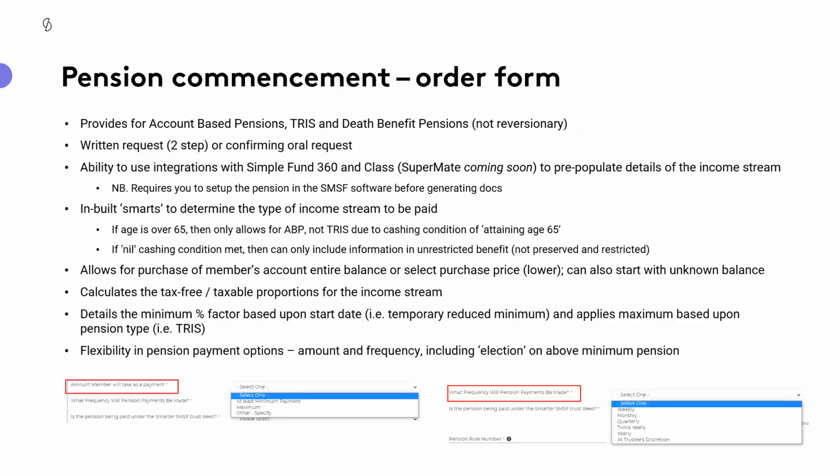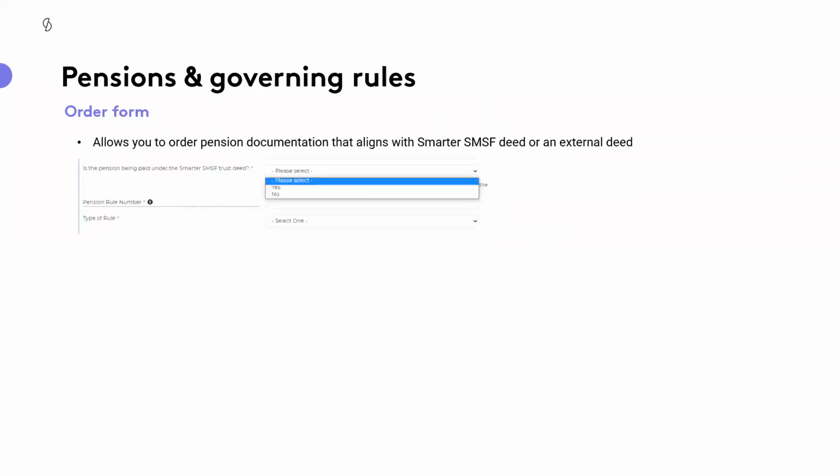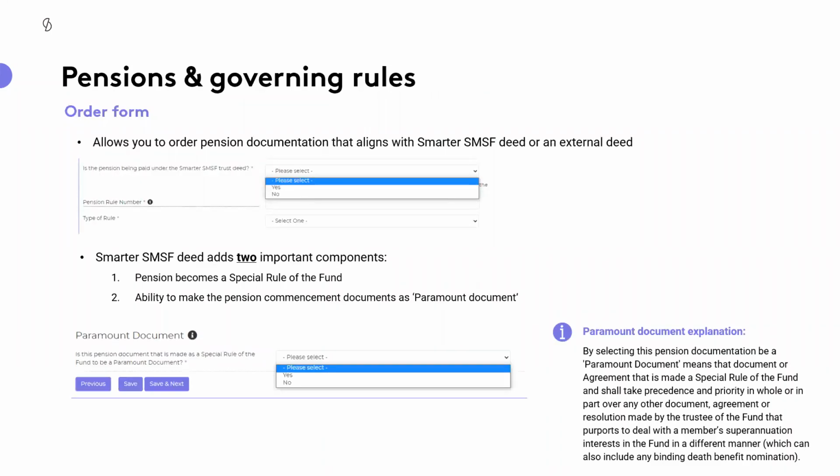I'll share this with you and you can have a look through, but we're going to go through each of these different things in here to help you understand, not only from the order form point of view, but then obviously around the linking to the deed and the fact that you can then add in or choose to exclude, subject to whether you use our deed or not, things like that special rule of the fund and our concept of a paramount document. So let's jump across to our pension commencement form.